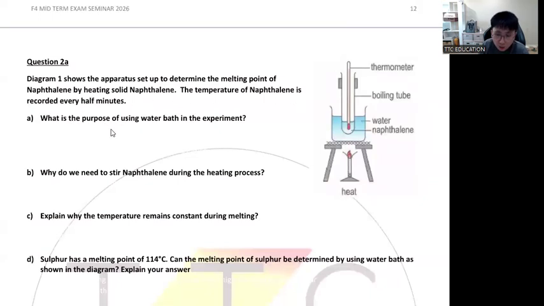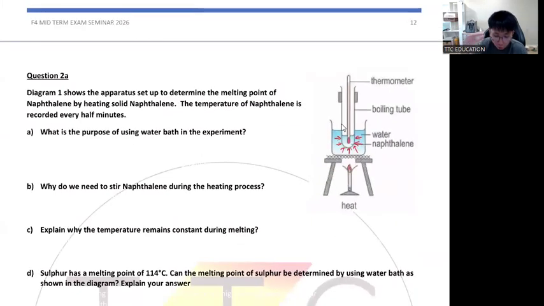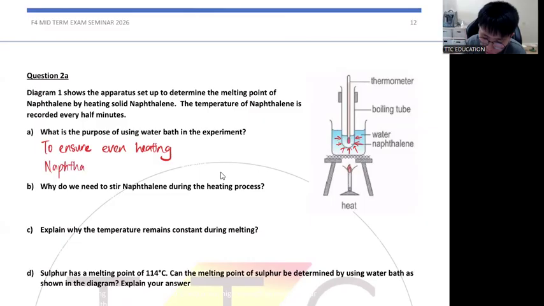So what is the purpose of using a water bath? So guys, when you put it into this water bath, your heat can come from all directions. If you don't use a water bath, the heat of the fire can only come from the bottom. Other directions don't have. So the water bath gives you heat in all directions. So the keyword is to ensure even heating. If the question is 2 marks, go one more answer: naphthalene is flammable.